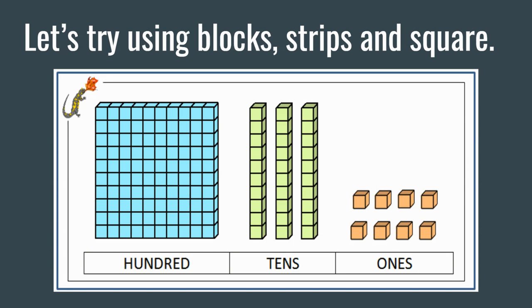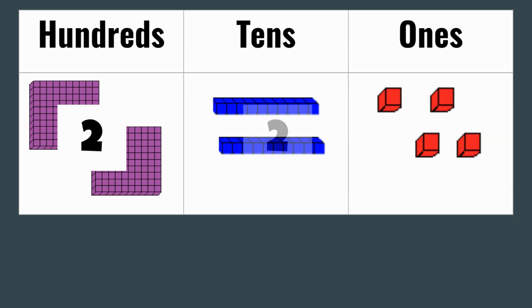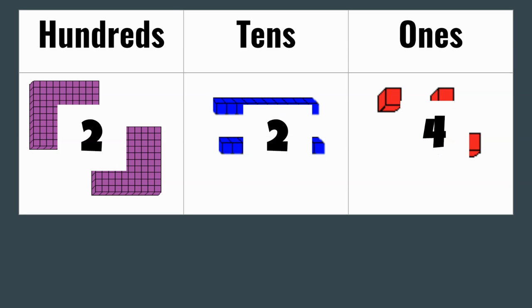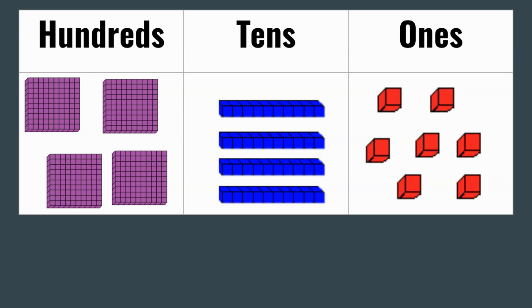Now let's try using blocks, strips, and squares. Here, if I ask you to tell me what is the value of these given figures, this would be very easy because you just have to count each figure in each column. Let's start with the hundreds. How many squares can you see in the hundreds column? There are 2. How about in the tens column? There are 2 also. And lastly, in the ones, you have 4. So the answer to my question will be 224.